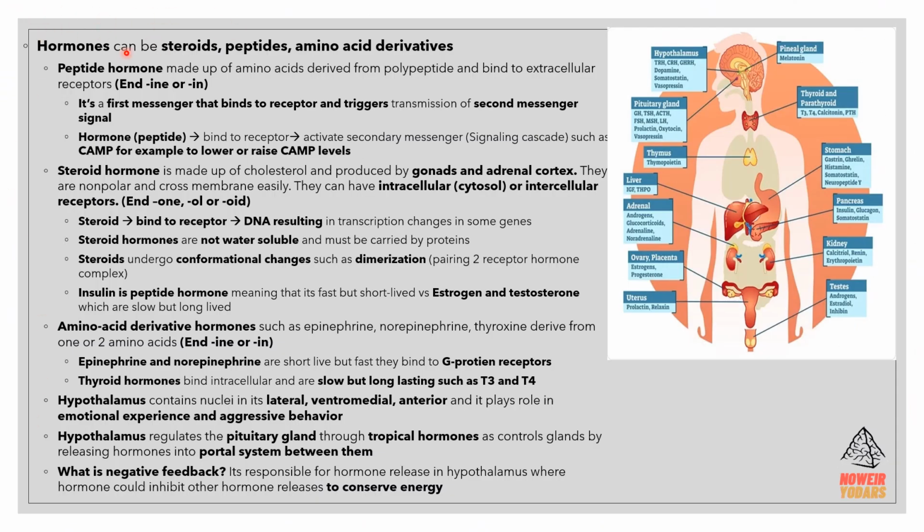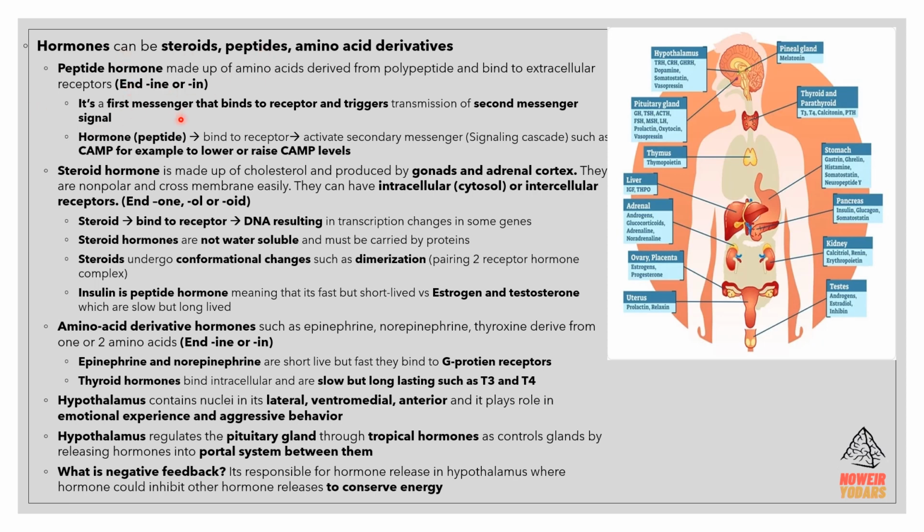What are hormones? Hormones basically can be steroids, peptides, or amino acid derivatives. Alright, so there are three types that a hormone can be. So let's start with a peptide hormone. A peptide hormone is basically made up of amino acid derivatives from polypeptides, and then they bind to extracellular receptors. In order to recognize them, they usually end in INE or IN.